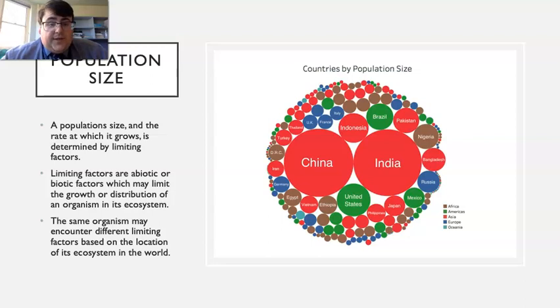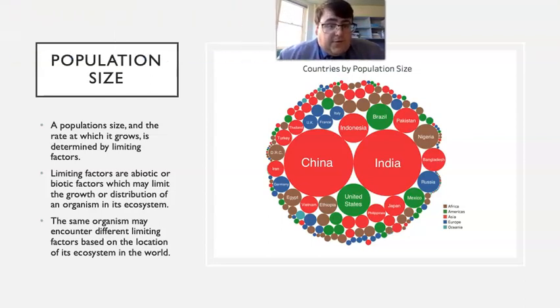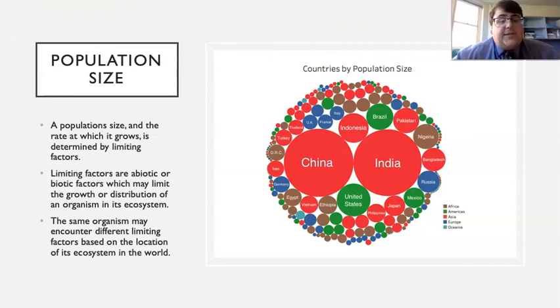Population size is also really important. We're talking about the rate at which populations grow or reduce in size. And this is determined by what's known as limiting factors. A limiting factor is an abiotic factor which limits the growth of an ecosystem. So the same organism may have different limiting factors based on the location of the ecosystem in the world. So for example, looking at population size of different countries, these are all humans, but they all have different limiting factors based on the country they live in, based on the space and the resources they have access to.